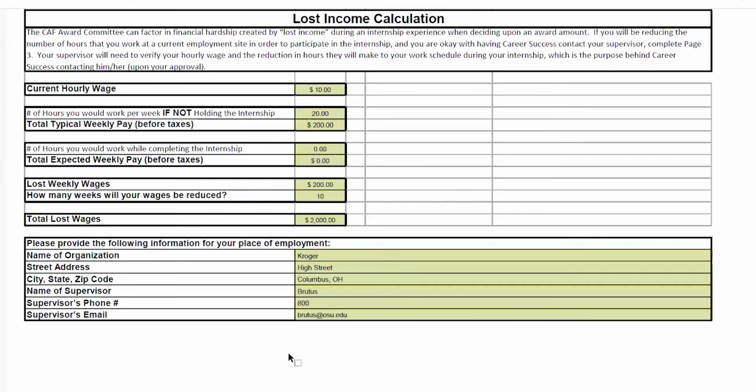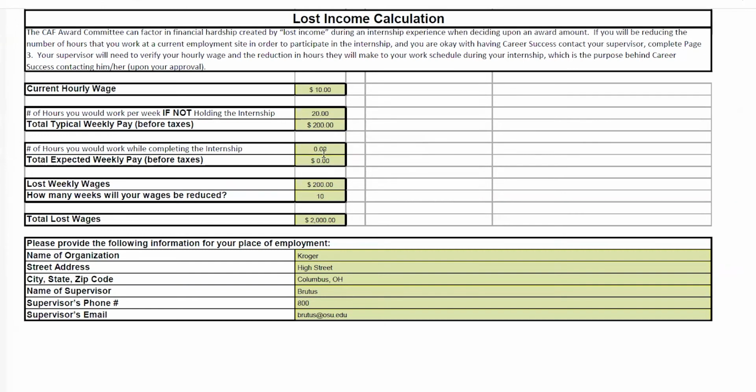On the third page, this is the optional page where you calculate lost income. And this is if a student does have a part-time job and they will lose income because of this internship, you want to include this information here. So for example, if a student has a part-time job and they make $10 an hour, and normally work 20 hours a week, for an amount of around $200 a week is their income.